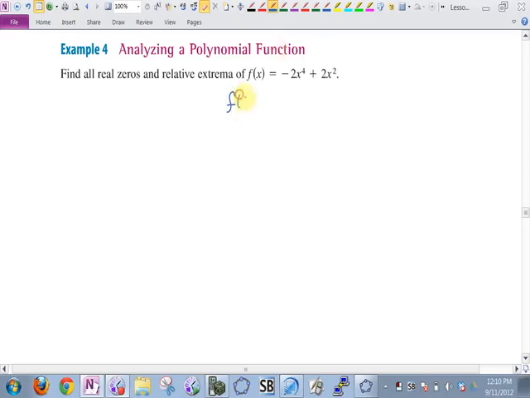Let's actually solve this thing for the zeros. How do we factor that? Factor out a negative 2x squared. That leaves me with x squared minus 1, which is a difference of squares. So we get x minus 1, x plus 1. So what are the zeros? 0, 1, and negative 1.